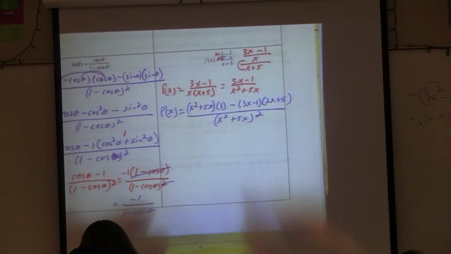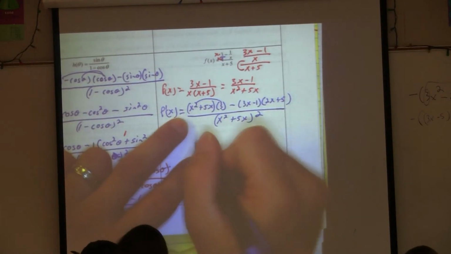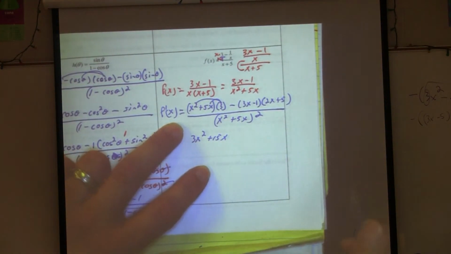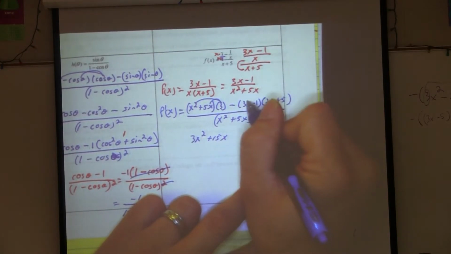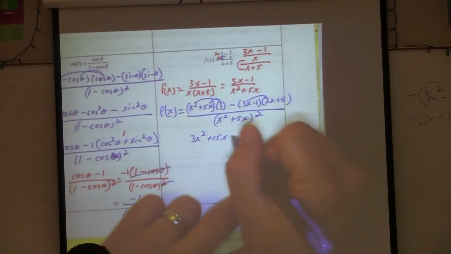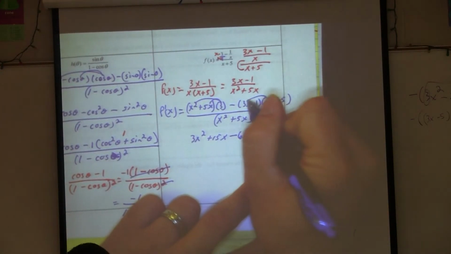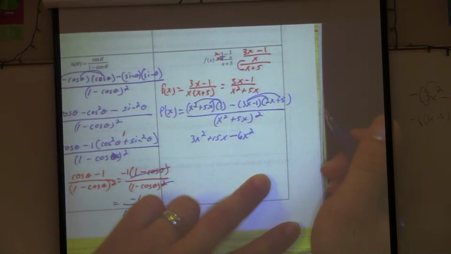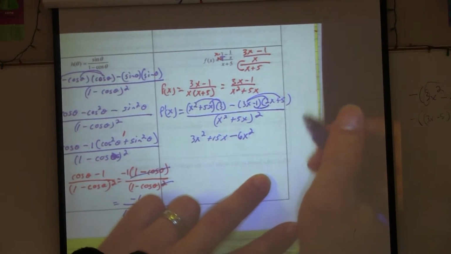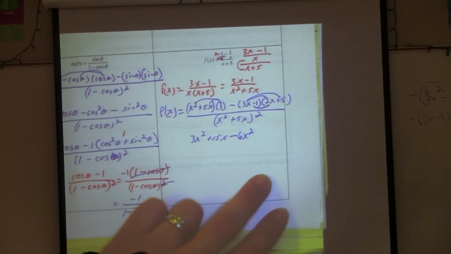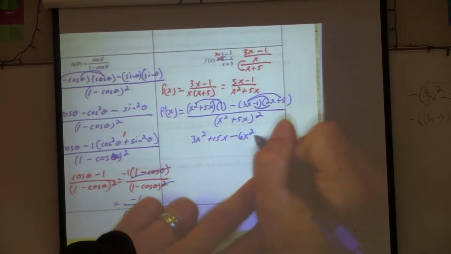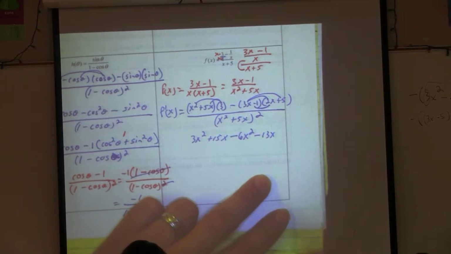Do it! Three times x squared? 3x squared. 3 times 5x? 15x. Oh, we're gonna do FOIL and then change the sign. 3x times 2x? 6x squared, but it becomes minus 6x squared. 3x times 5? Positive 15x, and then this is what? Minus 2x? So what's 15 take away 2? 13? But then it becomes what? Negative 13x. We okay? Yeah.